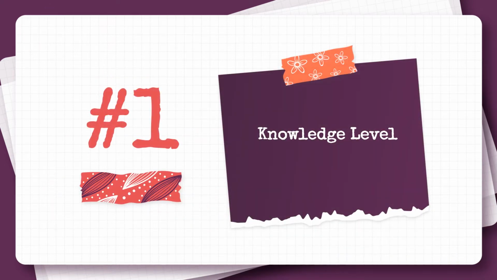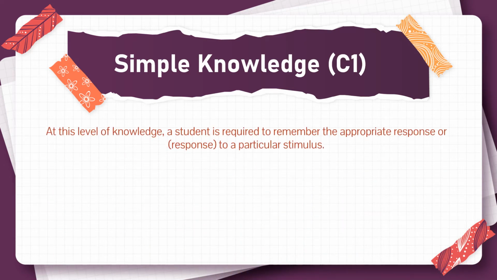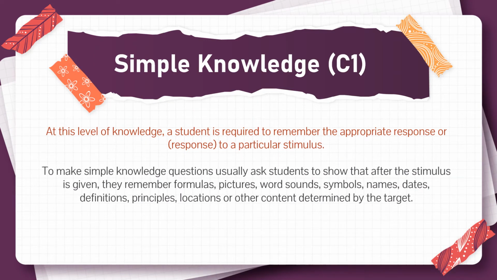So, first let's talk about knowledge level. Okay, in knowledge level, we have C1 as simple knowledge. At this level of knowledge, a student is required to remember the appropriate response to a particular stimulus. To make simple knowledge questions, usually we ask students to show that after the stimulus is given, they remember formulas, pictures, word sounds, symbols, names, dates, definitions, principles, locations, or other content determined by the target. For example, stating the formula for the area of a parallelogram.